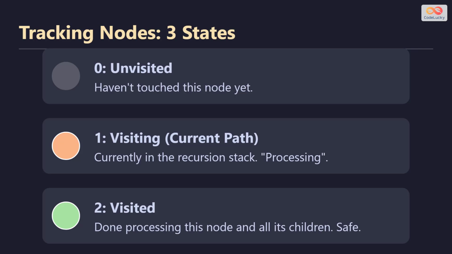To do this effectively, a simple visited set is not enough. We need 3 states for every node. State 0 is unvisited. State 1 is visiting, meaning the node is currently in our recursion stack. State 2 is visited, meaning we have completely finished checking that node and its descendants.